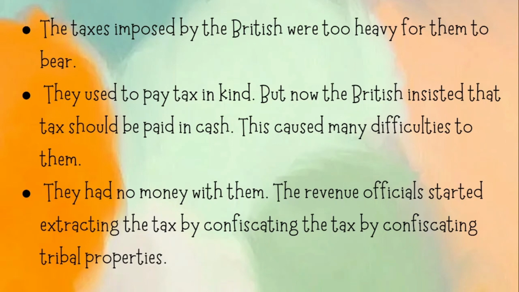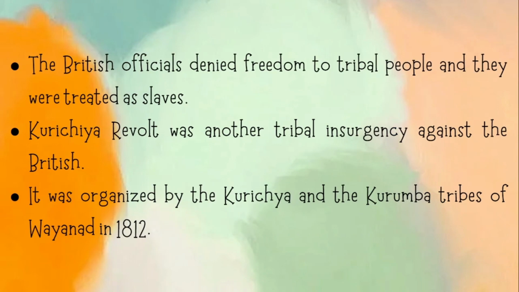They had no money with them. The revenue officials started extracting the tax by confiscating the tribal properties. The British officials denied freedom to tribal people and they were treated as slaves. Kuruchia Revolt was another tribal insurgency against the British. It was organized by the Kuruchia and the Kurumba tribes of Wayanad in 1812.